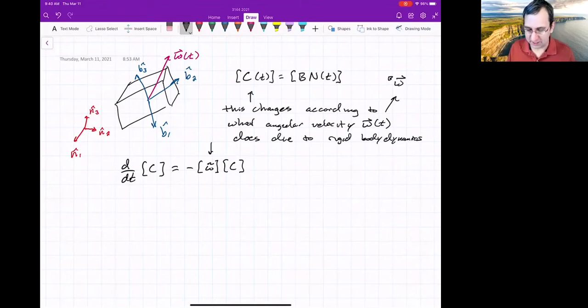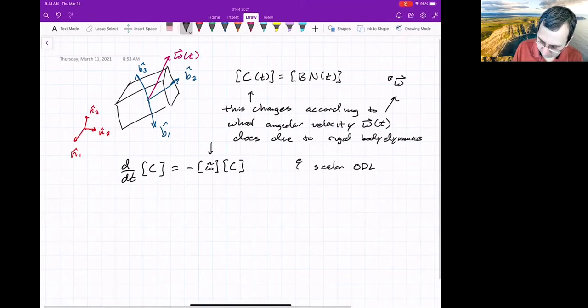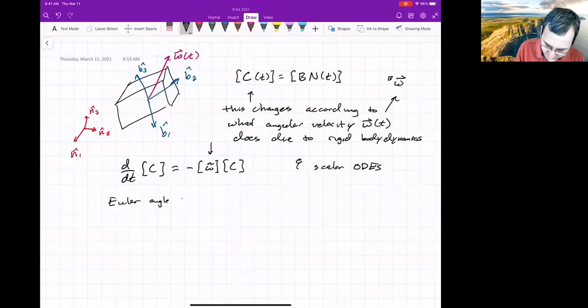But because it has 9 parameters, it's a bit unwieldy to work with. So we decided, let's try these Euler angles. Euler concluded that you could represent any orientation as a sequence of 3 pure rotations, and then you do this matrix multiplication. So then you can get an Euler angle set. So instead of 9 scalar ODEs that describe how the orientation changes, the Euler angle sets are 3 parameters.